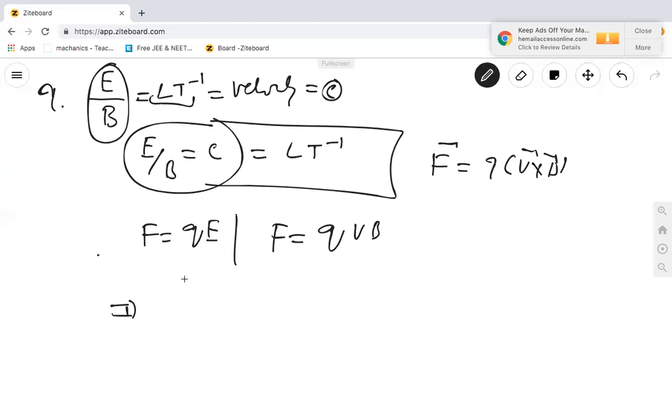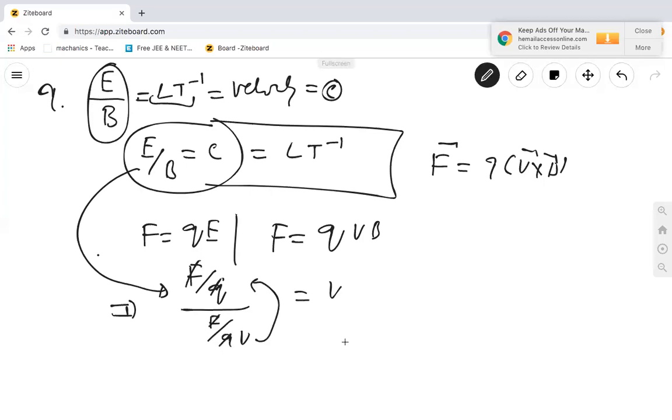E is F by Q, this one. Divide by B. What's B? F by QV. Good. F gets cancelled. Q gets cancelled. V will go up, and that's LT minus 1. Isn't that simple? If you recall these equations.